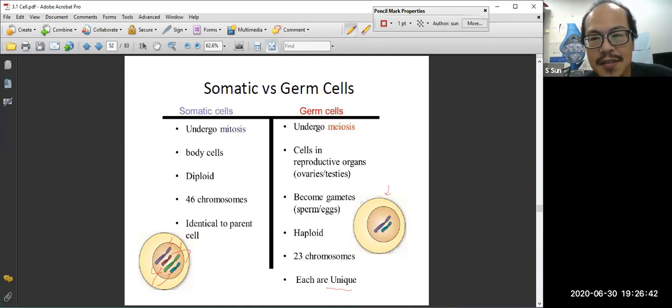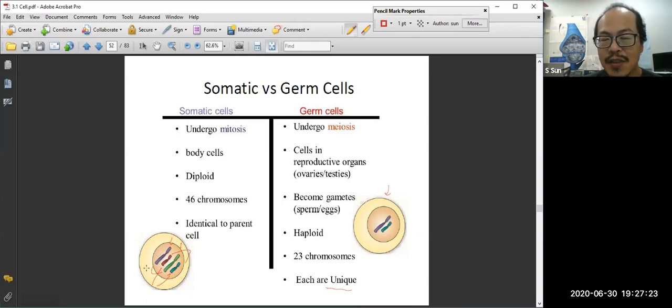Germ cells only have one of each pair. It's not a pair, but only one of these chromosomes, randomly split from this pair. So this one is called haploid. It only has 23 chromosomes, not 23 pairs. Because it's randomly split from one of each pair, each of these germ cells will be unique from each other.